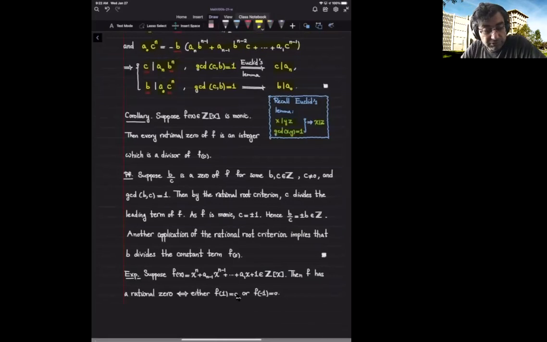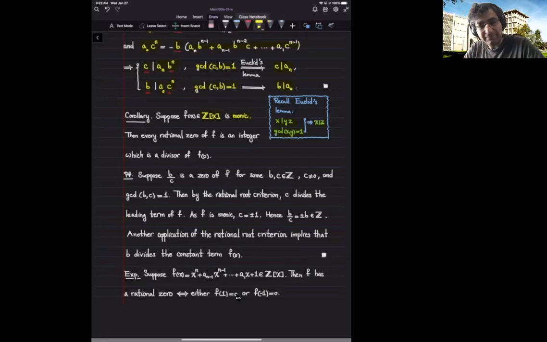this rational root criterion. If f is a monic integer polynomial, meaning I'm assuming that the leading coefficient is 1, then every rational zero of f is an integer. Moreover, this integer should divide the constant term of the polynomial f. Notice that the constant term of every polynomial is the same as the value of the polynomial at 0. So the importance of this corollary is that from rational numbers, all of a sudden we can pass to integers.